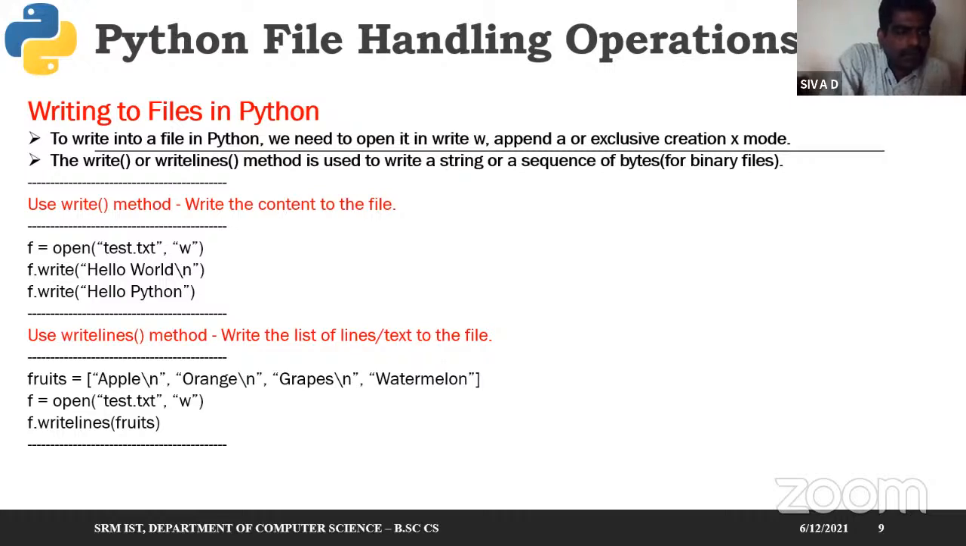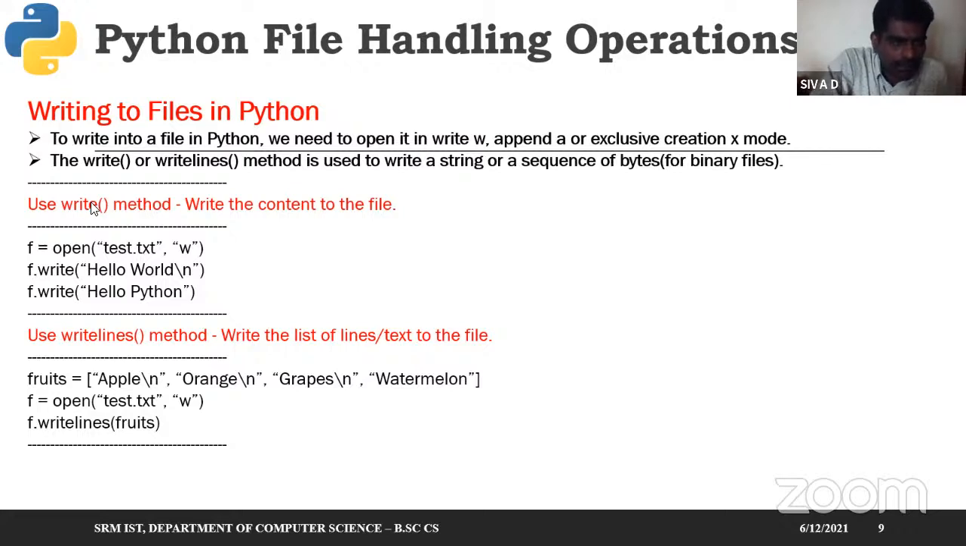Next, once the file is opened successfully, what operations take place? What manipulations are done on the files? The first thing is you have to write something to the file. For writing purposes, Python supports two versions of the write method. One is write, another one is writelines. Then you can check what the difference is between the write and writelines methods as the session goes on.